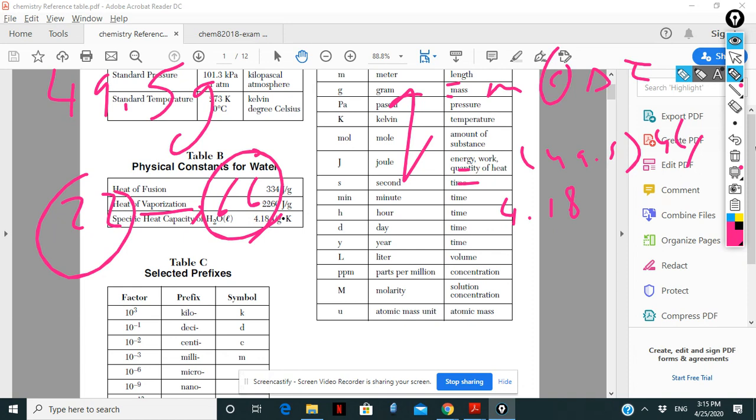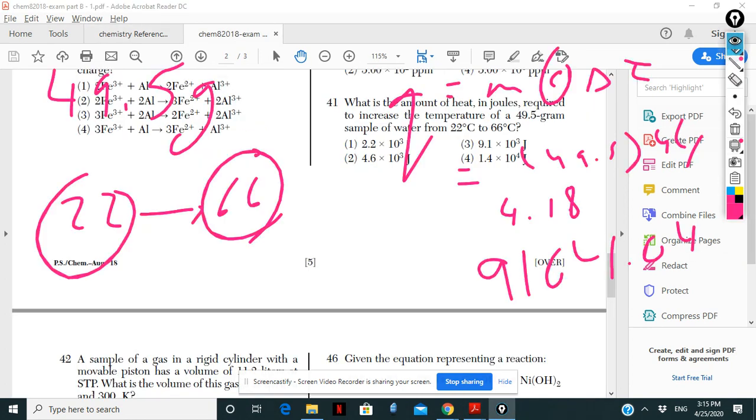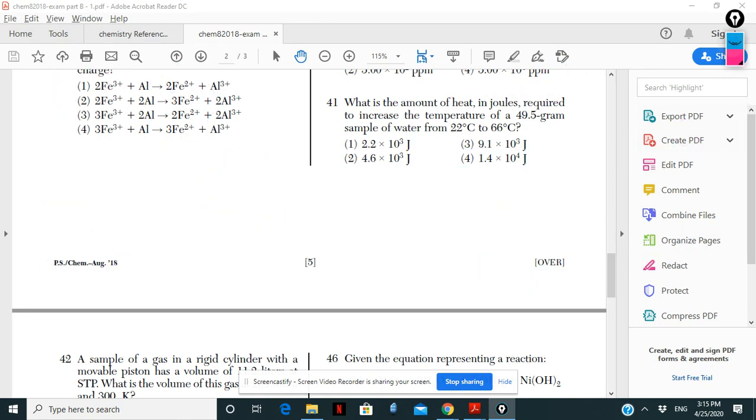So I can now do the calculation. 44 times 49.5 times 4.18 comes out to 9104.04. That's the answer I'm looking for. So 9100 is this one. So the answer is 3 because it's rounded to.